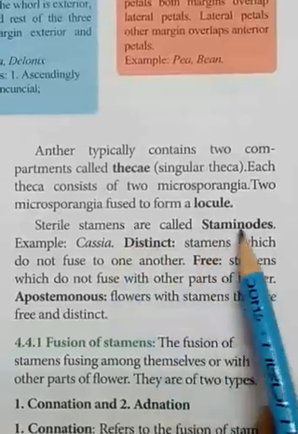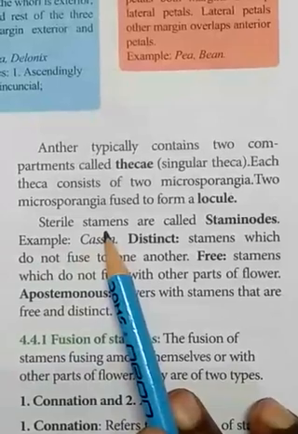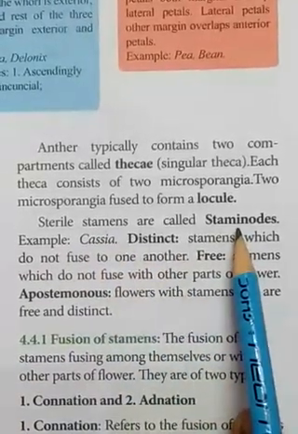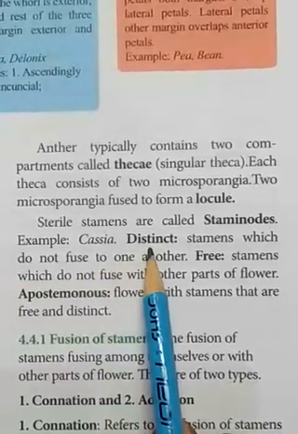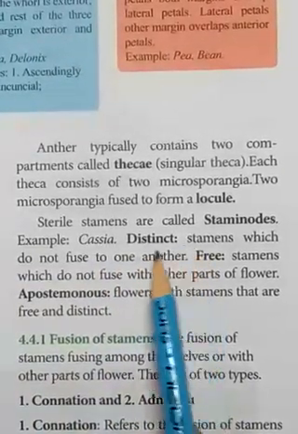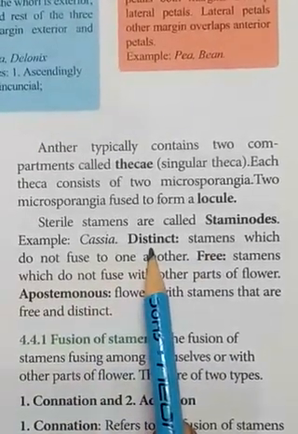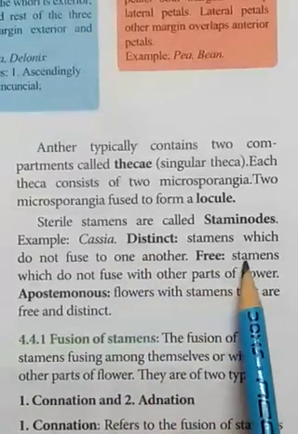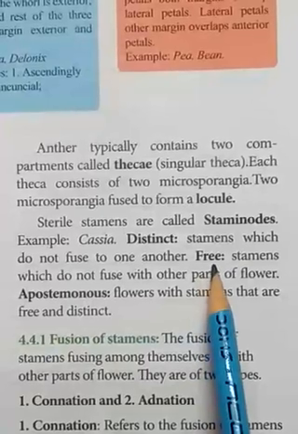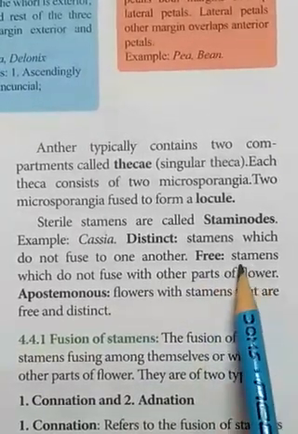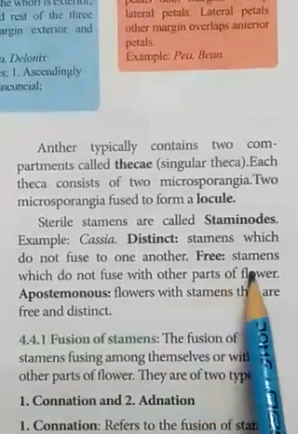Sterile stamens are called staminodes. The stamens which are not fully developed are called staminodes, for example in Cassia. When the stamens are free from each other and do not fuse, it is called distinct stamen. Stamens which do not fuse with other parts of the flower are called free. That is, the stamens are not attached to the petals nor to the gynoecium. We call it free.